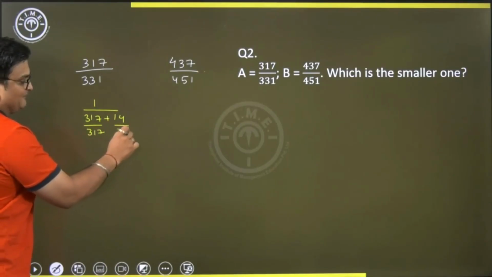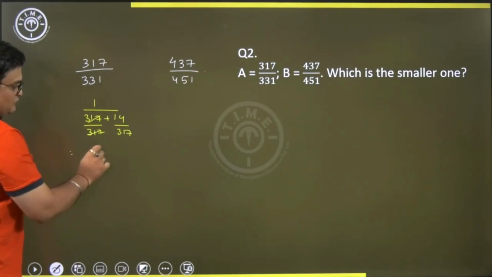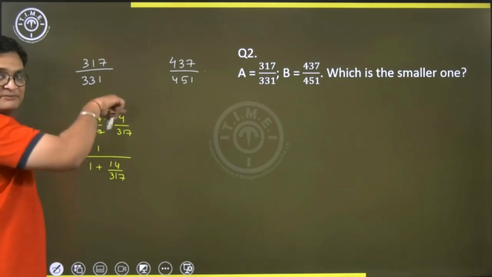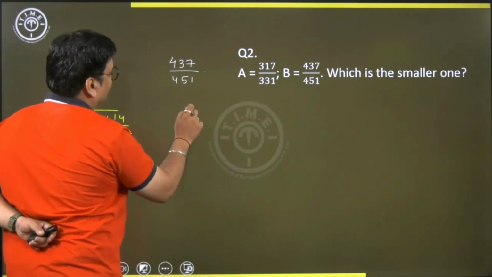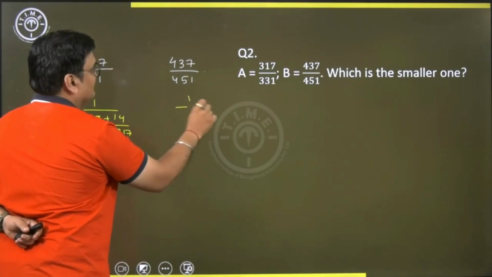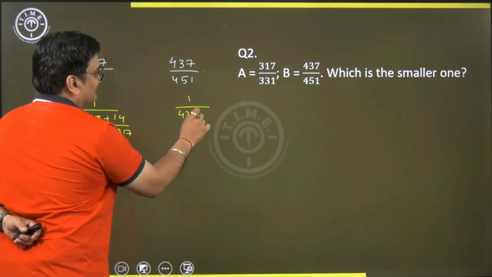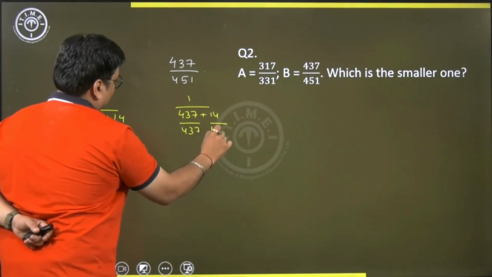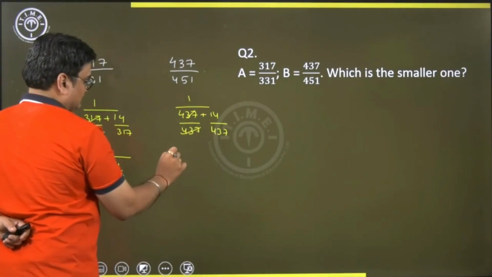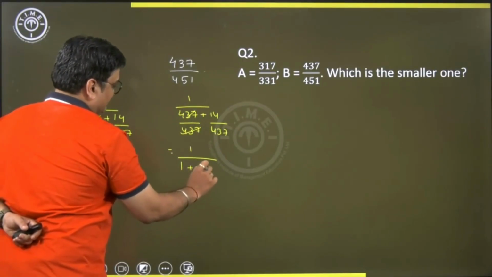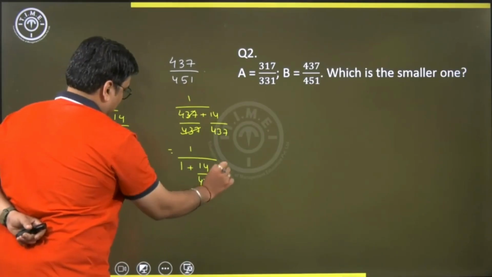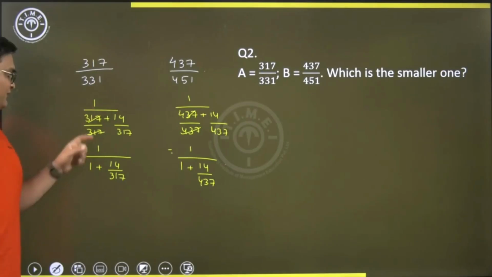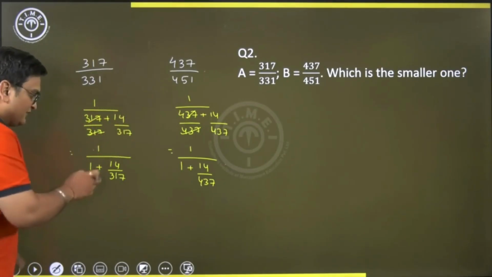Exactly like the previous problem. So this will be 1, so 1 by 1 plus 14 by 317. Similarly, can I write the second fraction as 437 by 437, which is 1, and 451 as 437 plus 14 by 437. So this will be 1 by 1 plus 14 by 437. Yet again, we were able to write the two fractions in terms of equal numerators. Numerators are equal, 1 and 1.